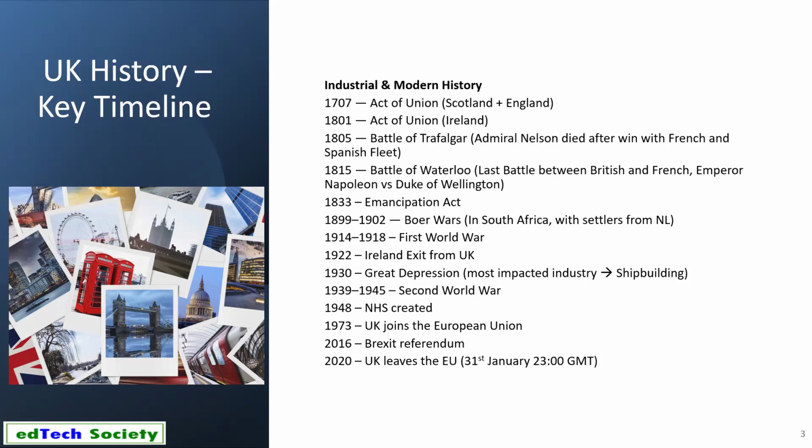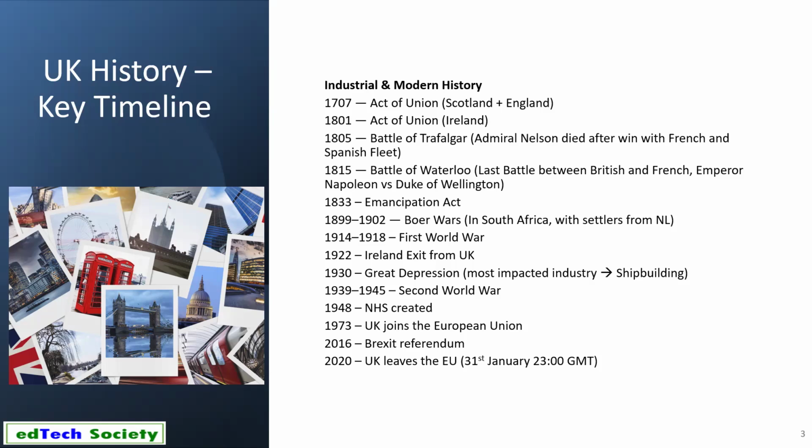1922, Ireland exit from the UK. They actually started this process before that, but due to the World War, it got delayed. Finally, they left the UK in 1922. Only one part remained, Northern Ireland. They wanted to stay Protestant, and they became part of the UK. And most of the Ireland part moved to the European region.